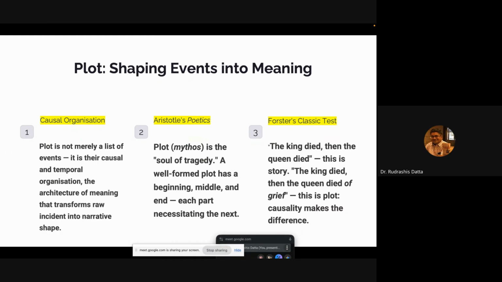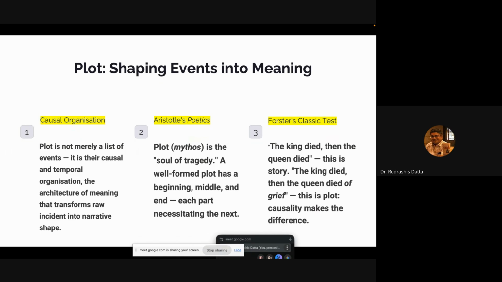Okay, now look at the third slide. As I told you, I gave this example a bit earlier. Now, how do you differentiate between a story and a plot? Look at the first quote. The king died, then the queen died. This is a story. But when you tell the same thing slightly differently, the king died, then the queen died of grief. This is a plot. Why? Because here you are telling the reason why the queen died. She died of grief.